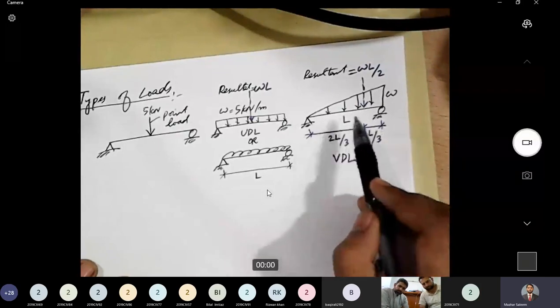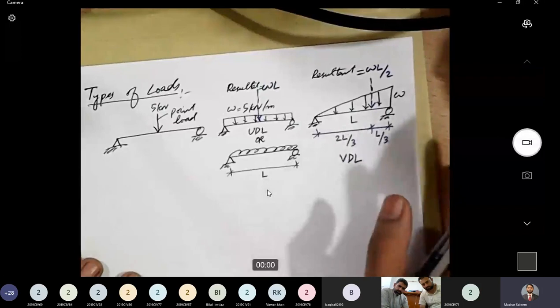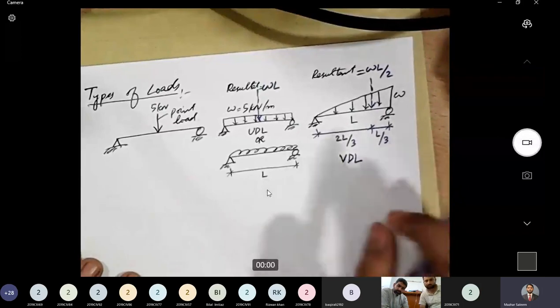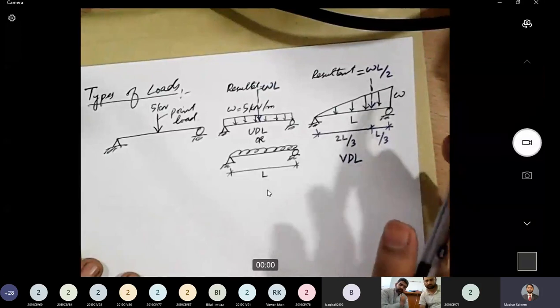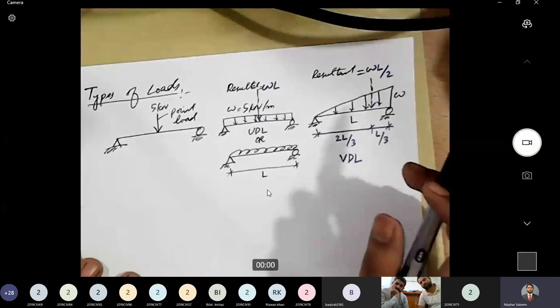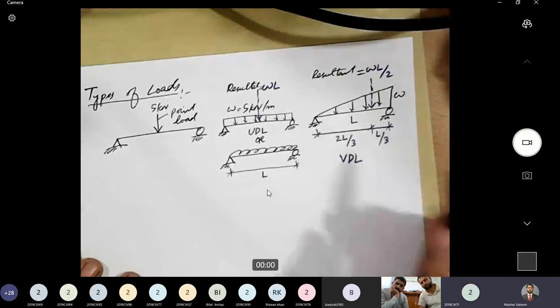In basic mechanics, you would have studied the geometrical properties of areas. Have you guys studied that? The geometrical properties of areas. Anyone? Did you guys study that? Sir, we did it a little bit in the lab.